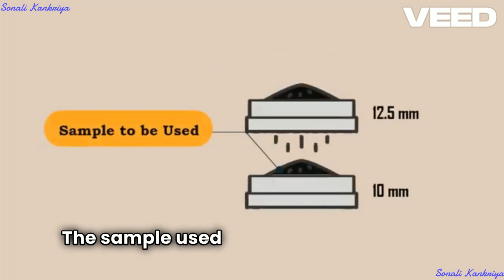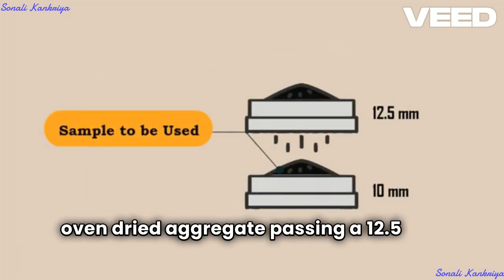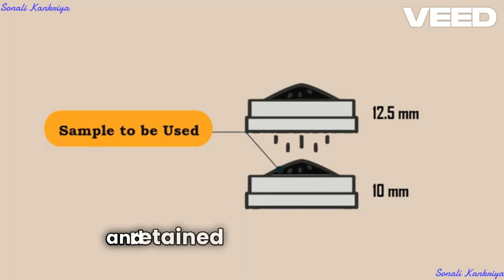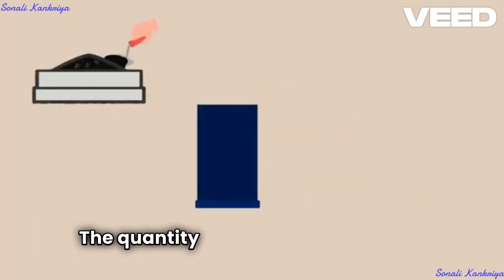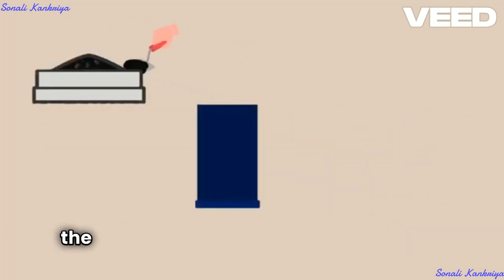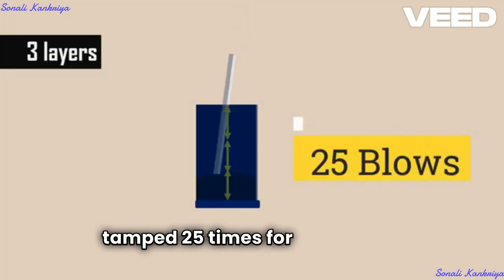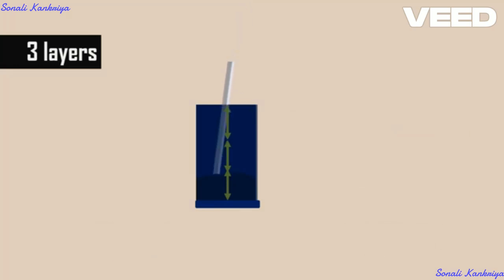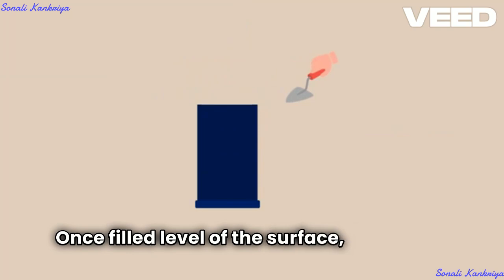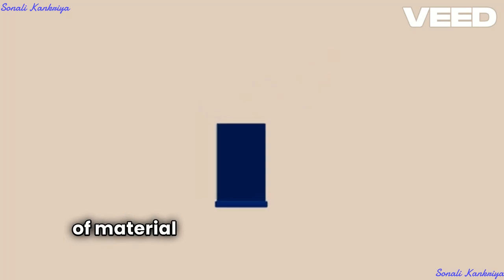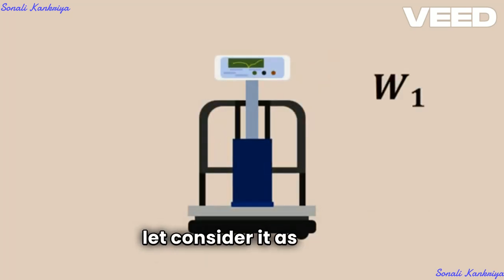The sample used for testing should be of oven-dried aggregate passing a 12.5 mm sieve and retained on a 10 mm sieve. The aggregate is filled into the cylinder measure in 3 layers and tamped 25 times for each layer. Once filled, level the surface. The weight of the material with the measuring cylinder is determined, and let us consider it as W1.